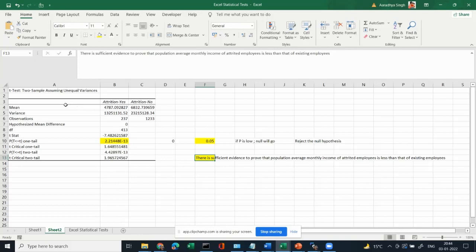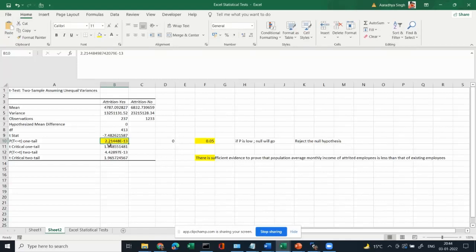And if they can control monthly income, if they can make the pay balance really competitive for all the existing employees, there may not be further attrition cases. They may be able to reduce attrition. So you can literally do a t-test here and recommend to the organization this insight that you have just concluded basis your p-value when you did the two sample t-test assuming unequal variances.